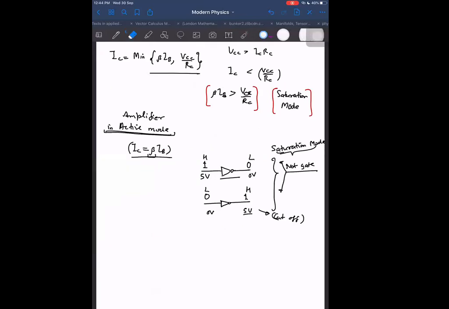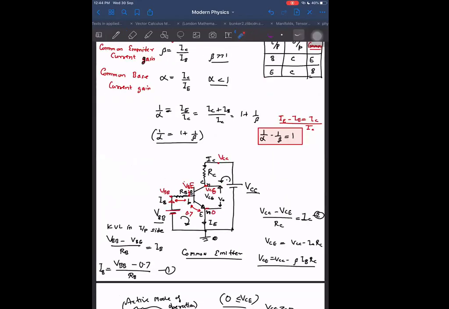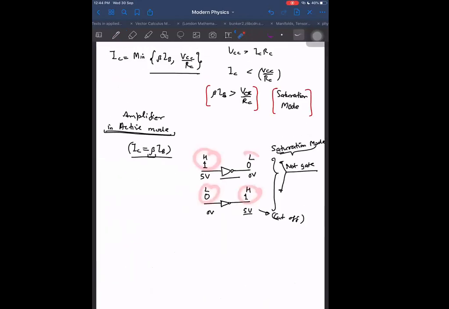When the current becomes 0, the output voltage here, the drop across RC becomes 0, and output becomes VCC. When IC becomes maximum, the output is low. So when input is high, it acts as a NOT gate. This way we will represent it. That's it. Let us end.